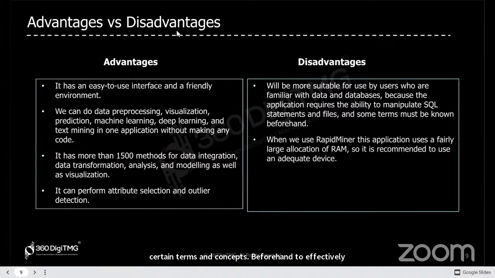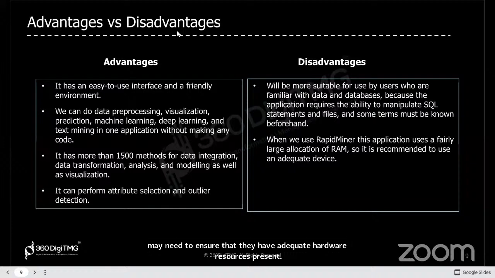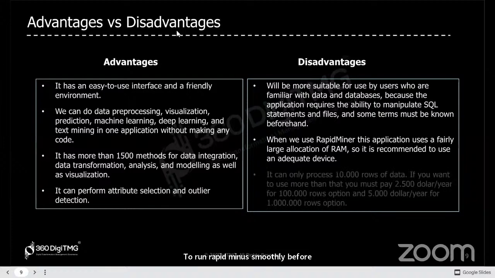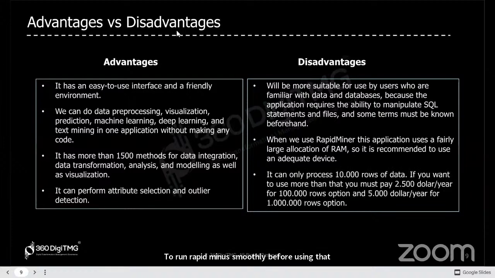The next one. When we use RapidMiner, this application uses a fairly large allocation of RAM, so it is recommended to use an adequate device. Users may need to ensure that they have adequate hardware resources to run RapidMiner smoothly before using that application. The next one is that the free version may have limitations, as we told. It can process 10,000 rows of data. If you want to use more than that, you must pay some amount, which is a licensed version.